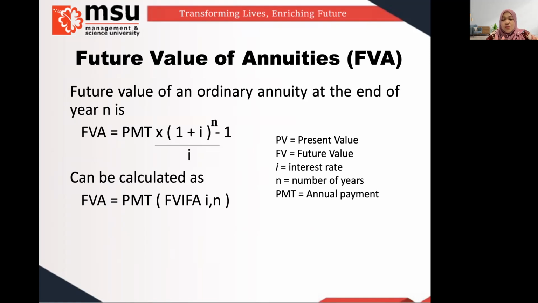So future value ordinary annuity means that there is a series of payment and the question asks you on the future value. How much is the future value? This series of payment happened at the end of each year. So if you want to refer to formula, it is payment multiply with 1 plus i to the power of n divided by i. So it also can be calculated using financial table. So we have to refer to FVIFA table.